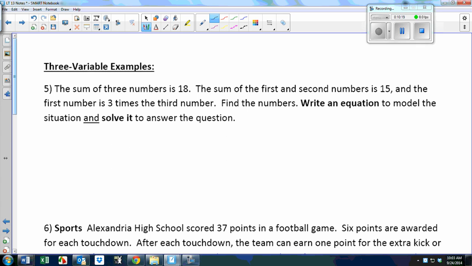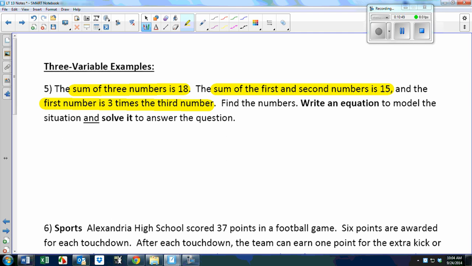We move now into the 3 variable situations, into the 3 dimension. So we're going to have 3 unknowns. You have to have 3 equations. You can't solve for 3 unknowns without 3 equations. So here we go. The sum of 3 numbers is 18. I'm going to highlight that phrase. It sounds like one of those sentences. The sum of 3 numbers is 18. The sum of the first and second is 15. That's another phrase. And then finally, the first number is 3 times the third.